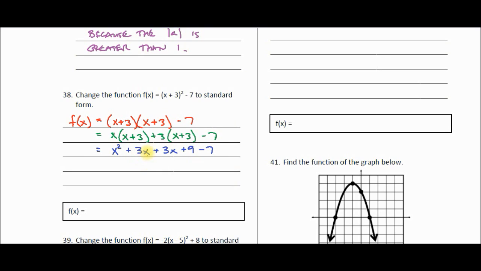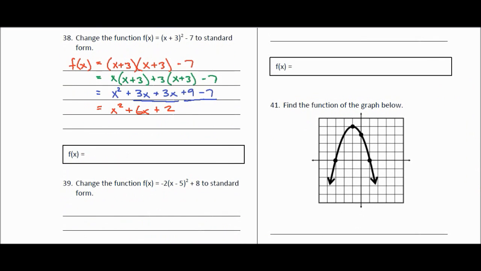Here's your check, class. These two middle terms better be the same, and they are. We can combine those, and we can combine the 9 and the negative 7. So our final equation is equal to x squared plus 6x. 3x plus 3x is 6x. And then 9 minus 7 is 2. So we've got the function f of x is equal to x squared plus 6x plus 2.